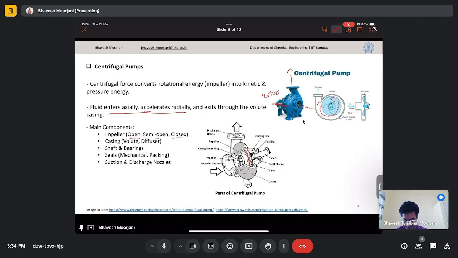Then this is the casing. Shaft and bearing are there to connect the motor and the rotor. Then there are seals to avoid any leakage. Then the suction and discharge nozzles. So this is the basic layout of a centrifugal pump.